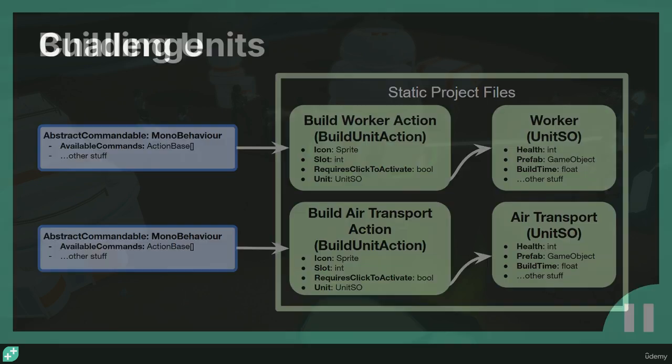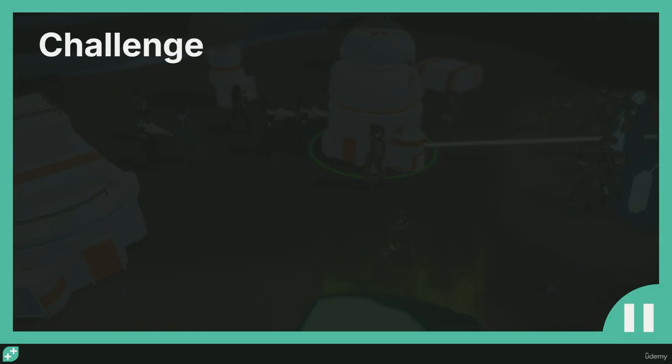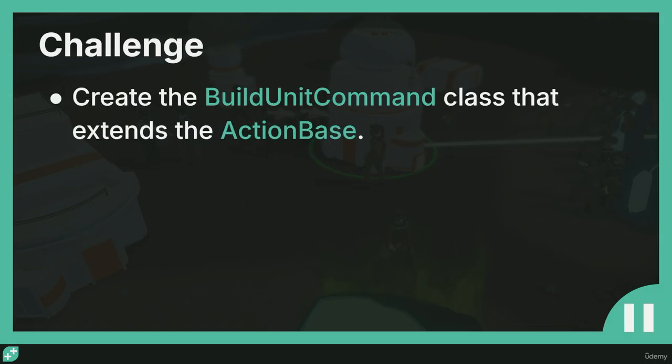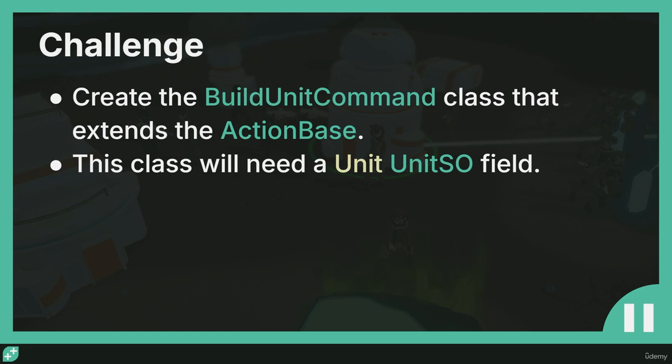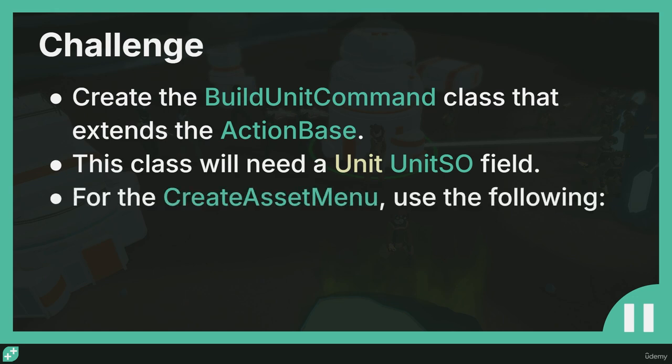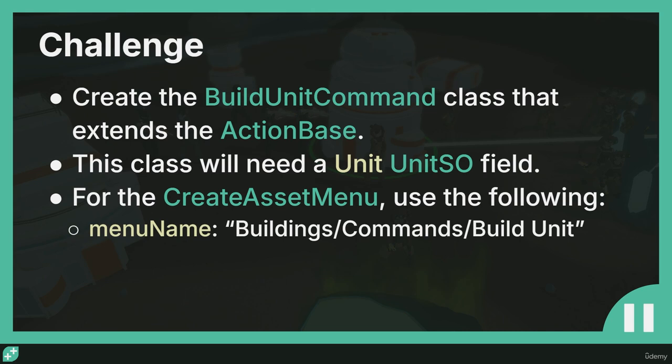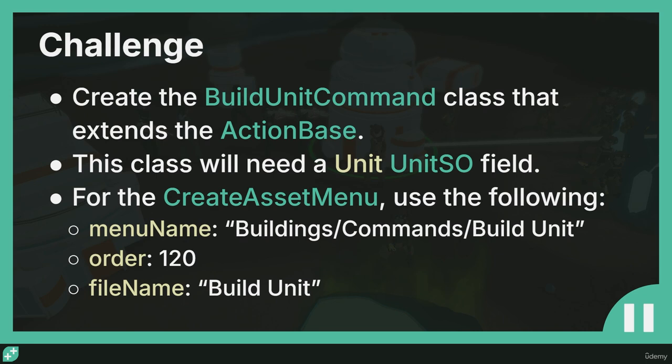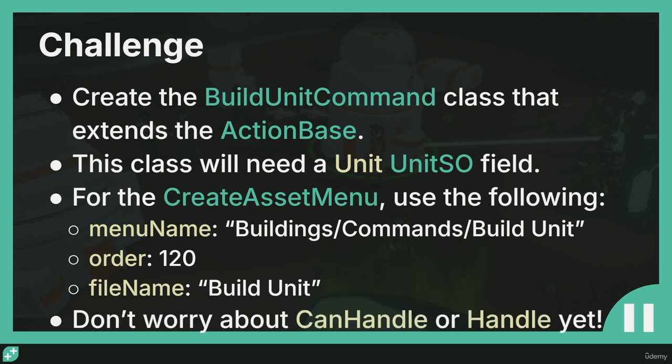We're going to go straight into the challenge today. Create the build unit command class that extends our action base. This class will need a unit SO called unit as a field. And for the create asset menu, use the following: the menu name of buildings/commands/build unit, an order of 120, and a file name of build unit. Don't worry about can handle or handle yet. We haven't talked about how that's going to work, so don't worry about implementing those two functions. Pause the video, implement the rest of this class, and I'll see you back here in a couple minutes.